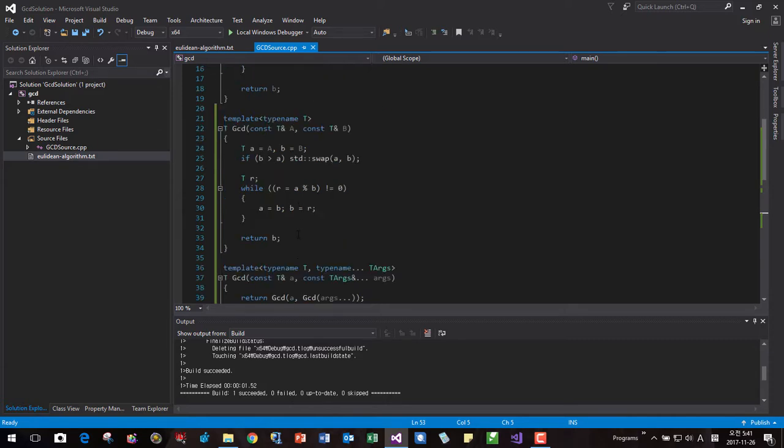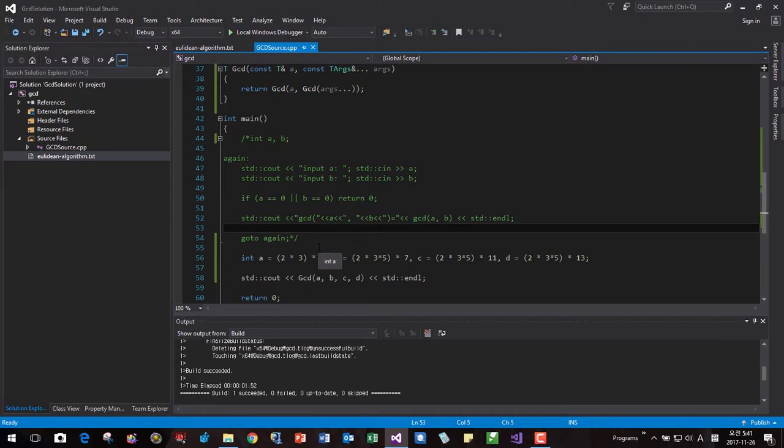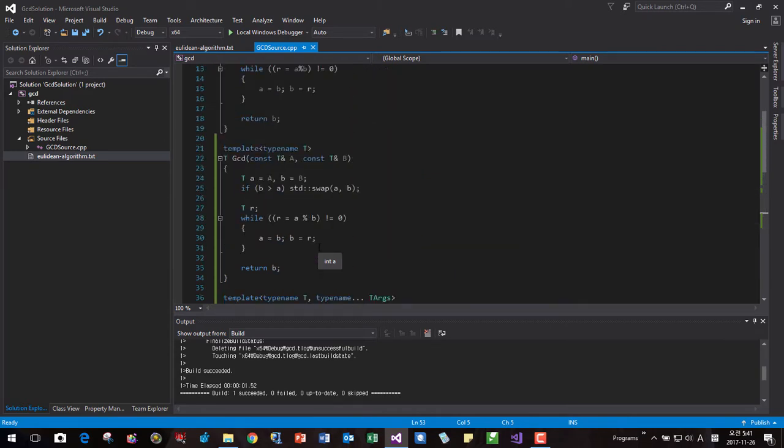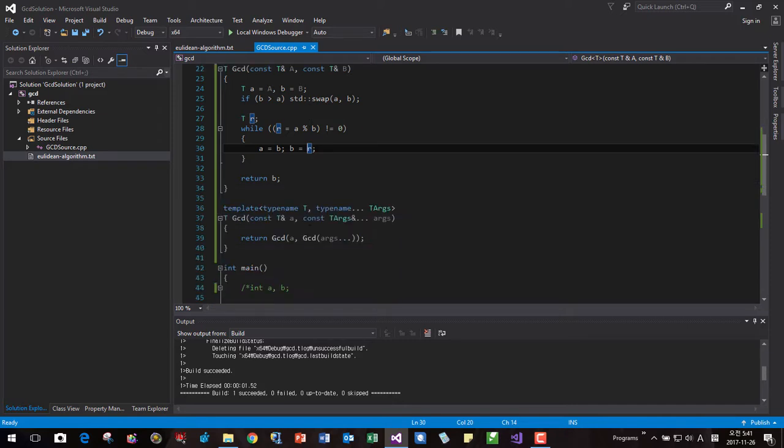So this way we can calculate the GCD of an arbitrary number of integers. If you haven't watched my previous video about variadic templates, these are variadic templates. This and this are variadic templates. Please watch my video about variadic templates.